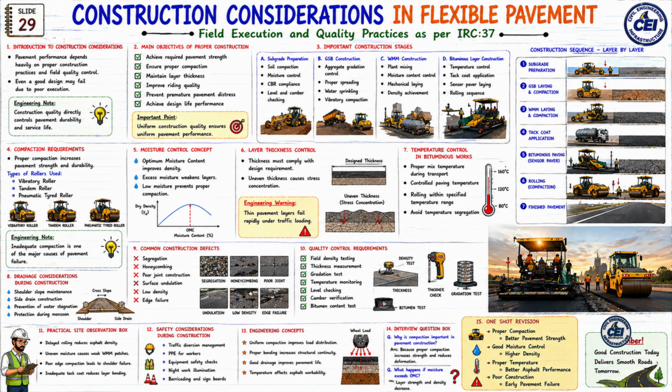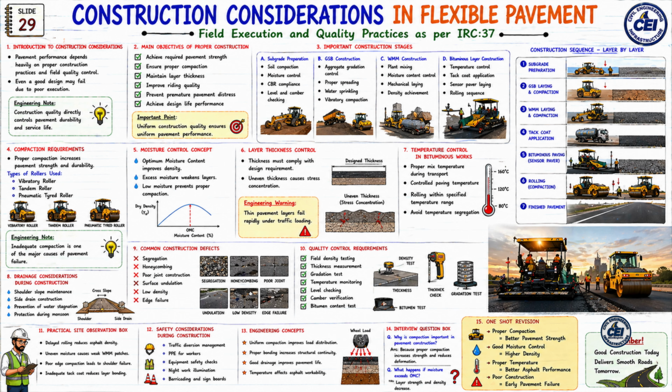Now let us look at the third topic. 3. Important construction stages. Pavement construction sequence is given here. A. Subgrade preparation. Soil compaction. Moisture control. CBR compliance. Level and camber checking. If the subgrade is weak, so the entire pavement structure will become weak. Now let's look at B.